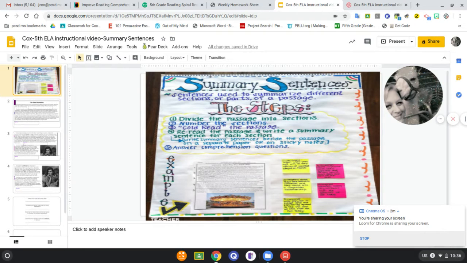I'm going to read the steps, and then I'm going to walk you through exactly how to do this with a text called the Great Depression. You may remember it because we've used it before also. But anyway, so here are the steps.